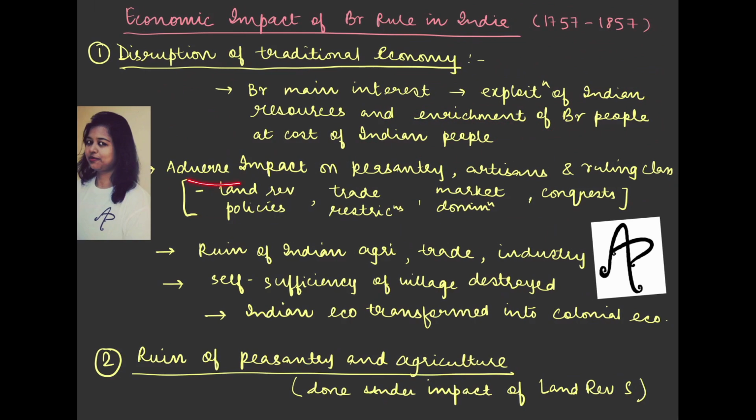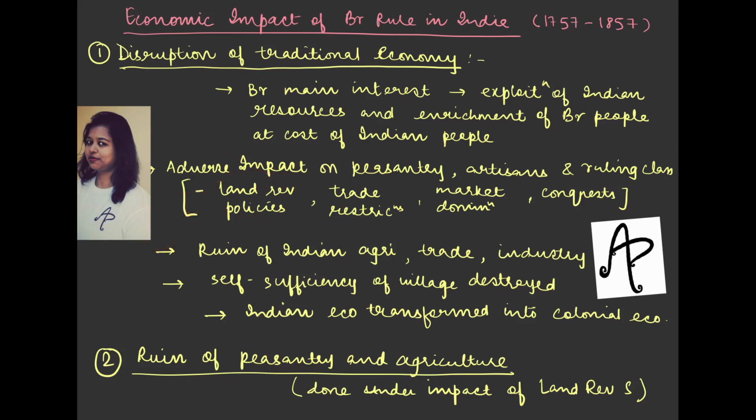Then there was an adverse impact of this on the peasantry, artisans and the ruling class. Of course there would be, because peasants would face trouble as the land revenue would not come out as much. Regarding artisans, their products were no longer selling because of the Industrial Revolution, and the ruling class was of course being controlled. Land revenue policies are a major thing that we covered in the previous video, so everything related to it would also be a part of this.